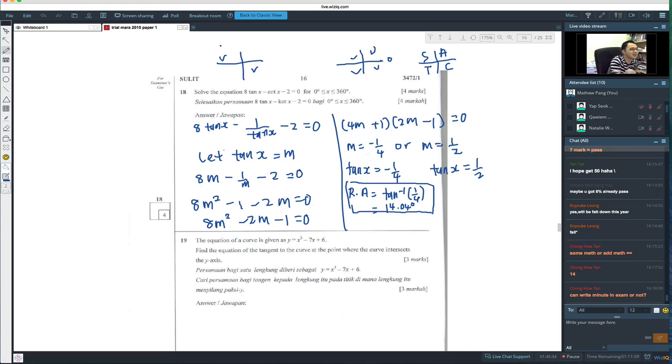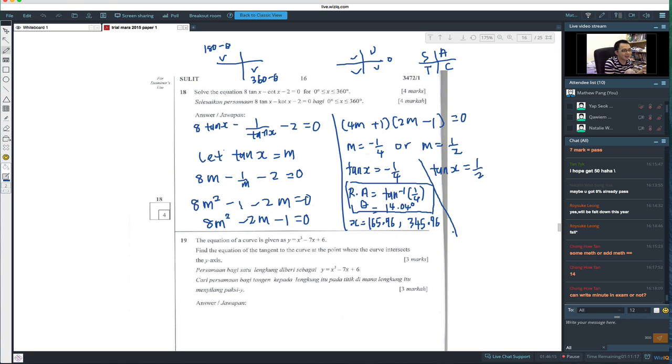So I know in the second quadrant it is 180 minus angle, and the fourth quadrant will be 360 minus angle. So this is my angle, 14.04. I will say 180 minus 14.04, so I will get the angle 165.96. And the second one will be 360 minus 14.04, so I will get 345.96.